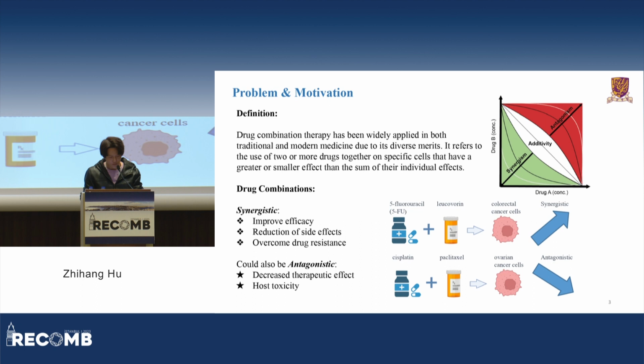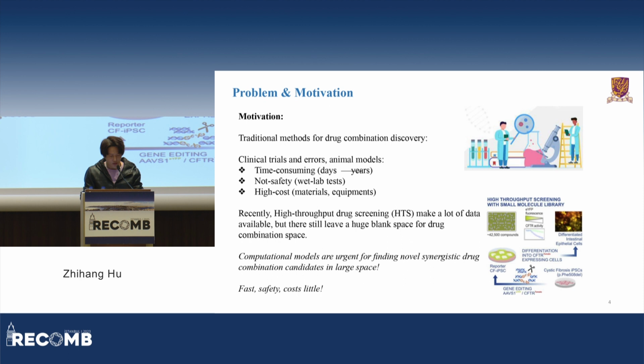The motivation to tackle this problem is that traditional methods for drug combination discovery include clinical trials or animal models. It is time consuming, taking from days to years. It is also not safe, which requires a wet lab test. And it is also highly costly, requiring materials and equipment. Recently, high throughput drug screening has made a lot of data available, but there is still a huge blank space in the drug combination space. For instance, there are around billions of combinations in the combination space, but only around 100,000 data labels available. Therefore, computational methods are urgently needed to find novel synergistic drug combination candidates in a larger space, which is fast, safe, and low cost.